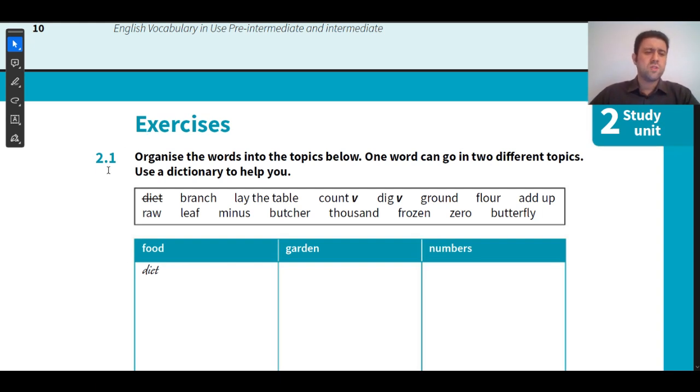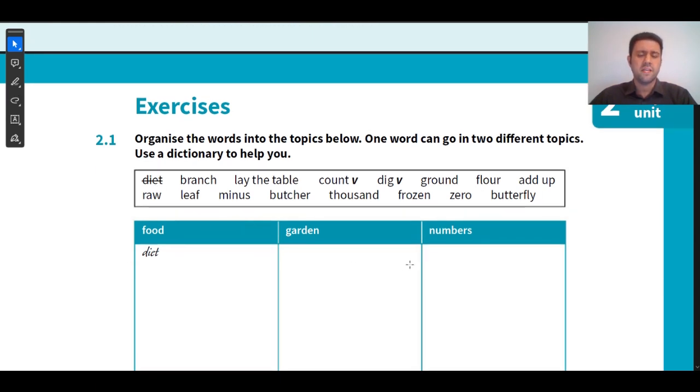So exercise 2.1. Organize the words into the topics below. One word can go in two different topics. Use a dictionary to help you. So here there are three different topics or categories. We need to assign each of these words into one of these three categories. Just one word can go in two different topics, or even more than one. We need to see.